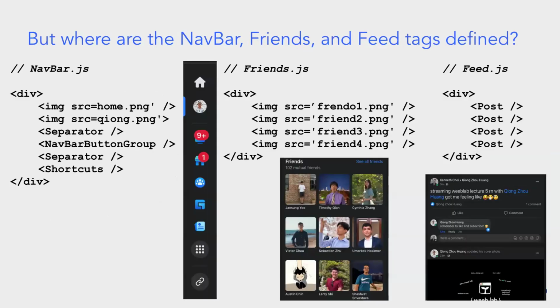So let's say for navbar, we can have, for example, a bunch of images representing some icons. We can have some sort of separator HTML tag. We can have a button group, some more shortcuts, things like that. Similar for friends, we could just have a bunch of images. And for the feed, we could have some more fake HTML tags representing the posts.